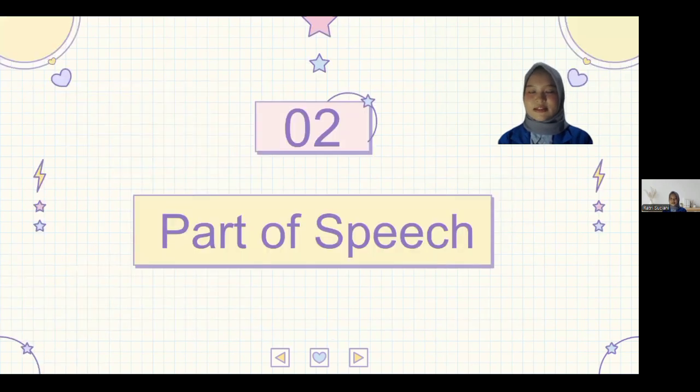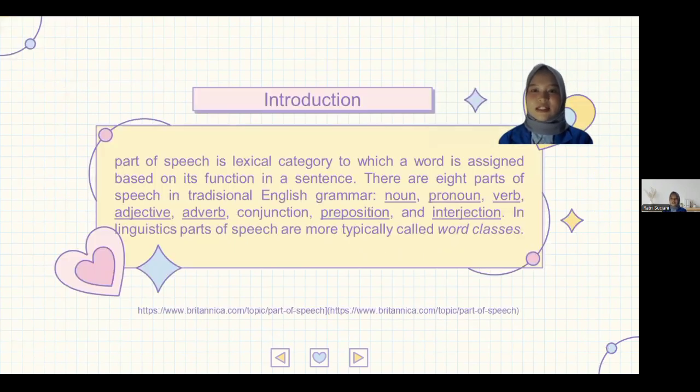So the next is part 2. In part 2, I present about part of speech. The introduction: a part of speech is a lexical category to which a word is assigned based on its function in a sentence. In traditional English grammar there are eight parts of speech: noun, pronoun, verb, adjective, adverb, conjunction, preposition, and interjection. In English linguistics, parts of speech are more typically called word classes.